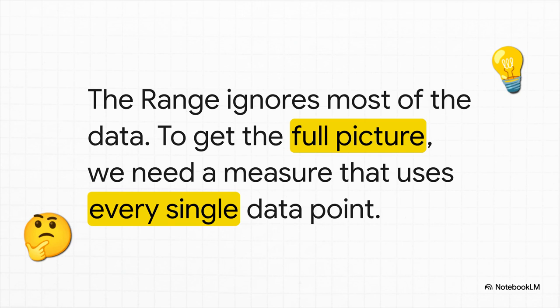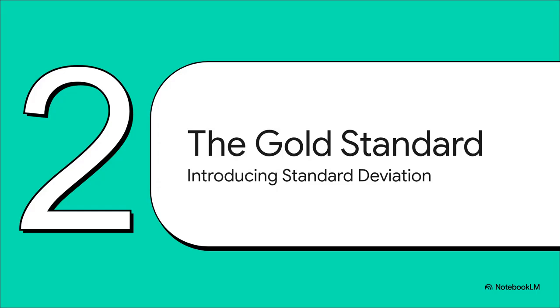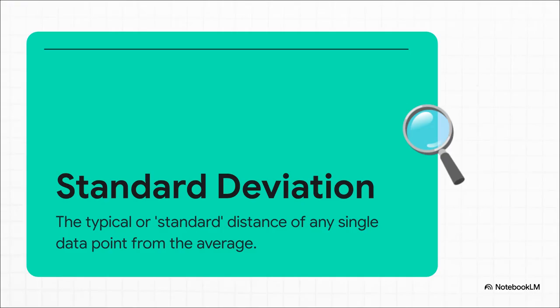To really get what's going on, to truly understand the consistency and risk, we need something more powerful. We need a tool that actually looks at every single data point. And that, my friends, brings us to the gold standard. This is the tool that data scientists, researchers, and yes, savvy investors use every single day to get past the noise and see what's really happening. It's called standard deviation. So what is it really?